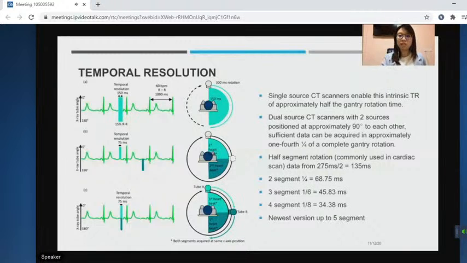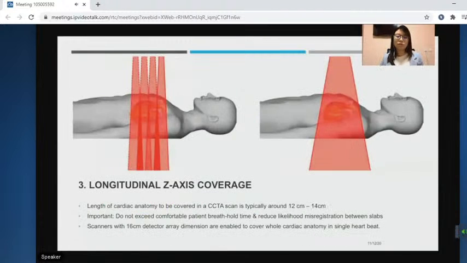And it helps a lot in mild arrhythmia patients, where we need to do fast scans to capture the optimum cardiac phase. But a little drawback is the scan time may increase as we increase the segments. And third will be the longitudinal Z-axis coverage.